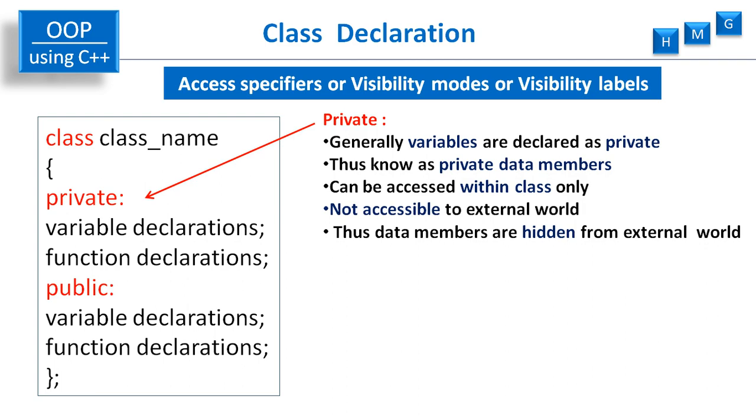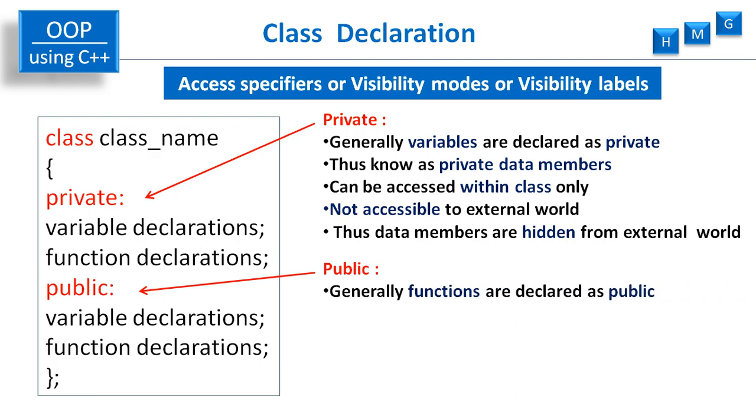The second access specifier or the visibility mode is public mode. Generally, functions are declared in this public mode.